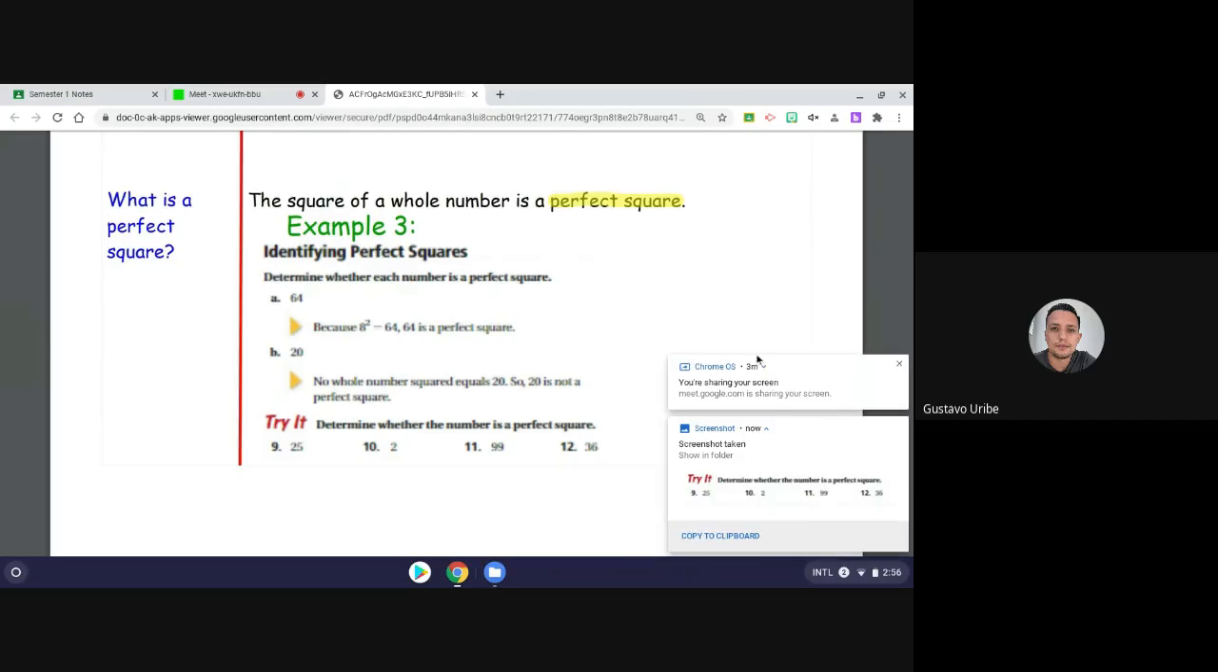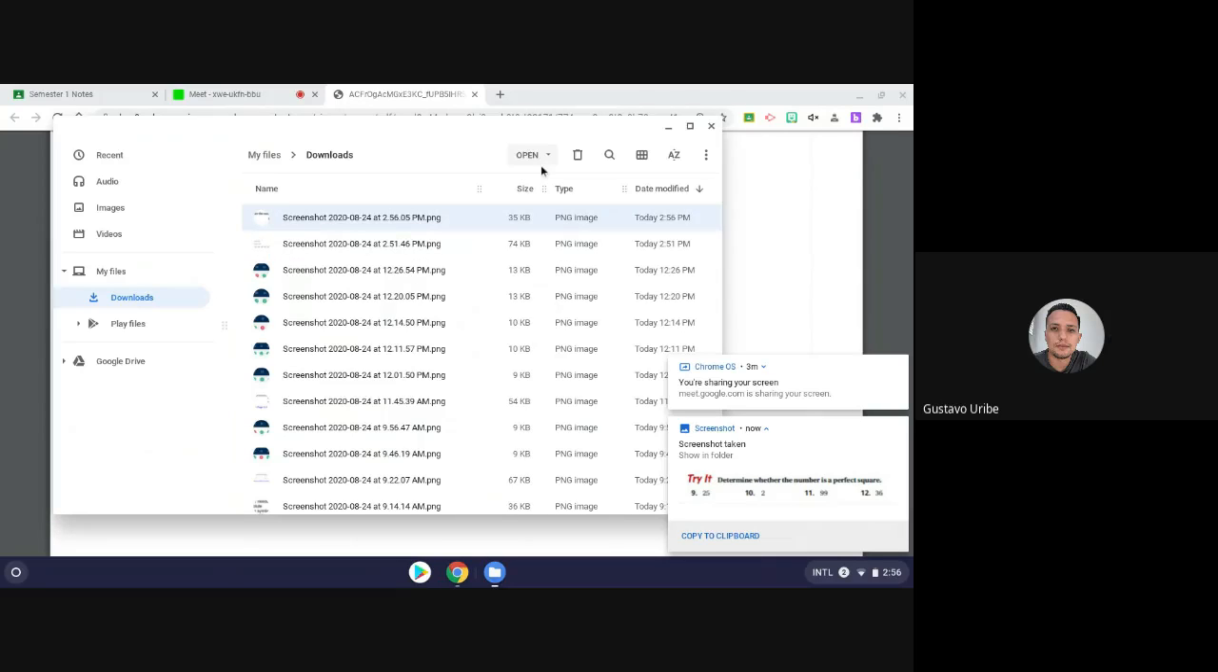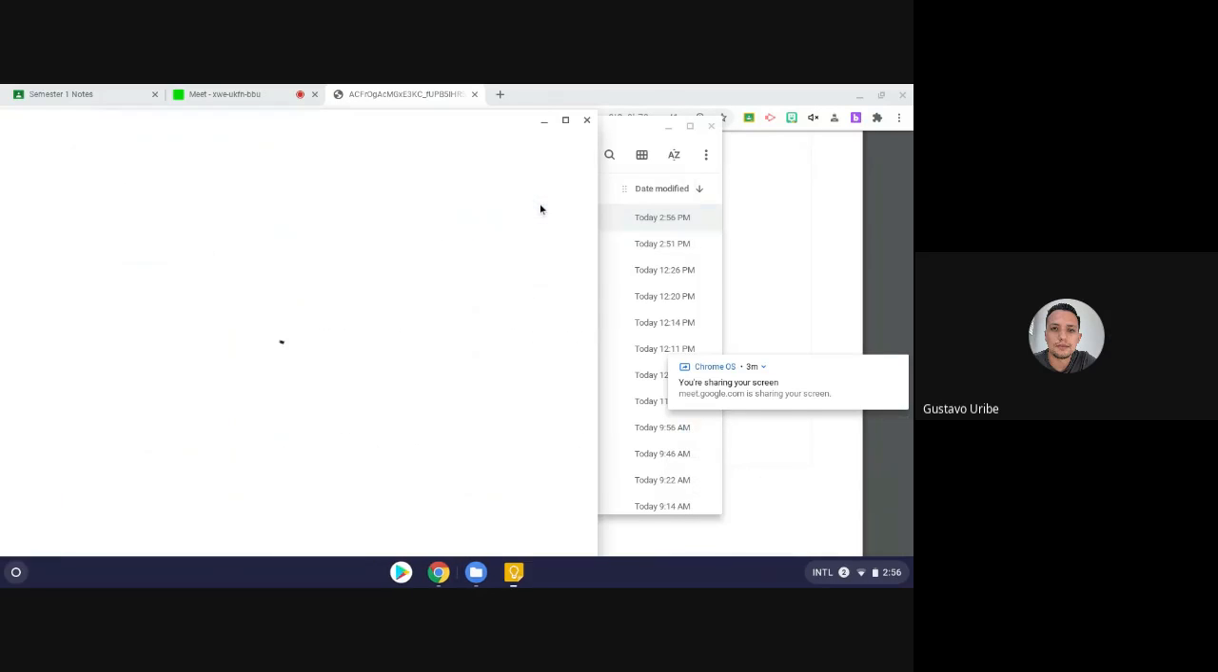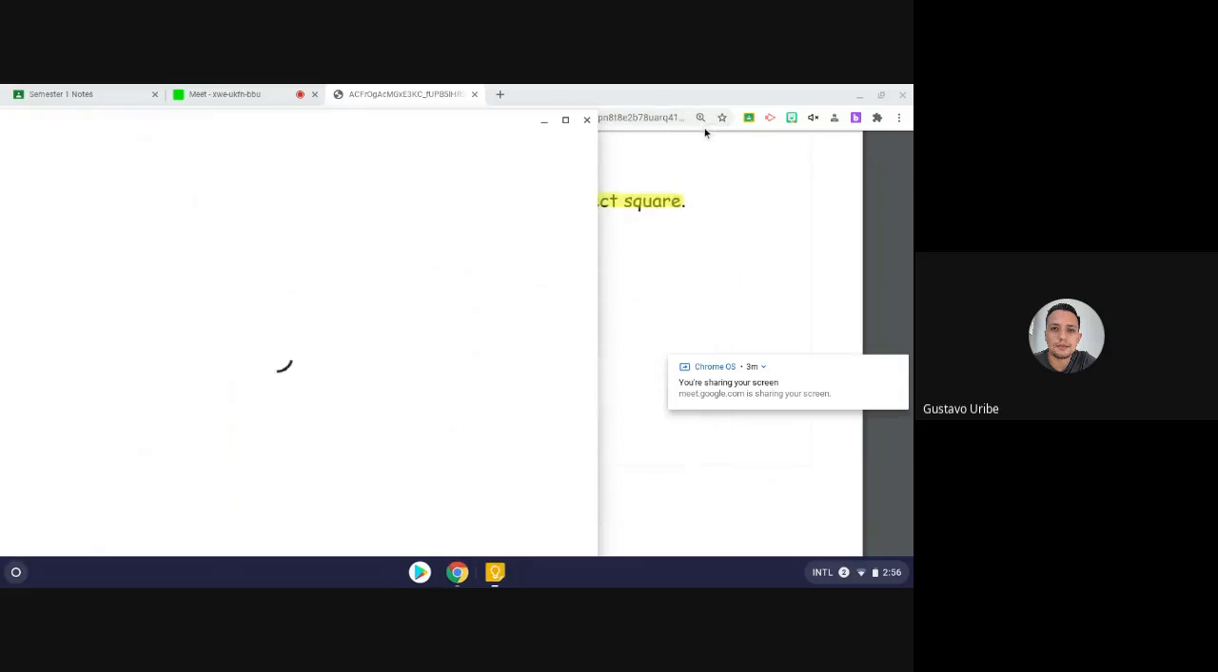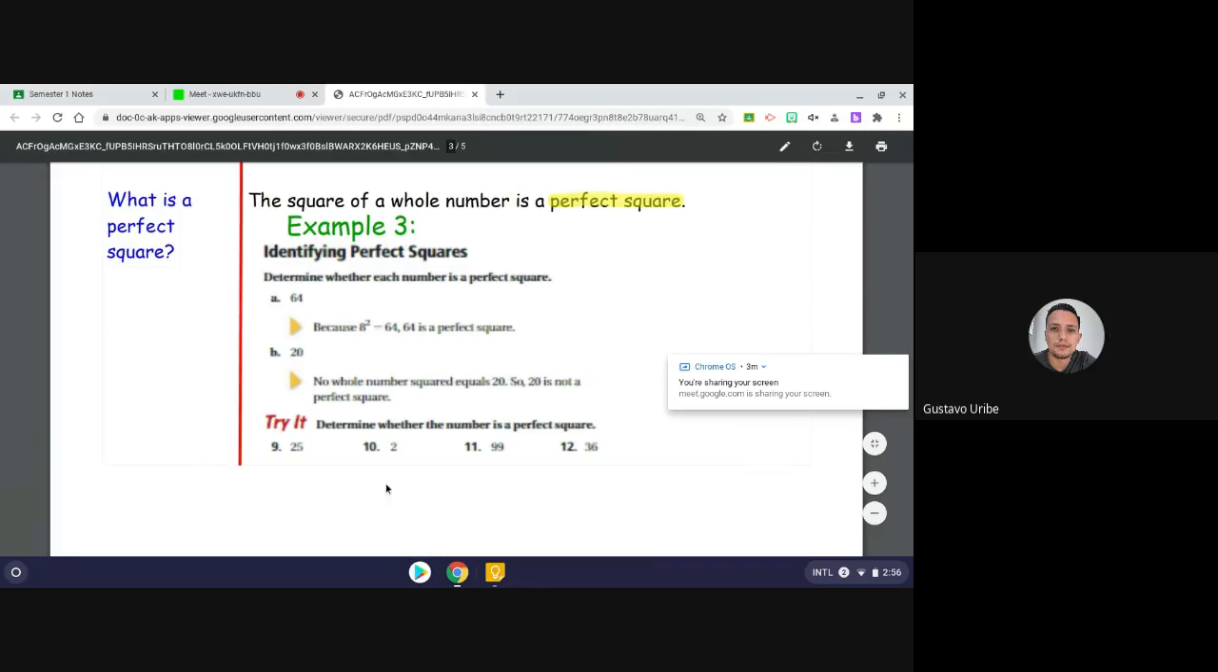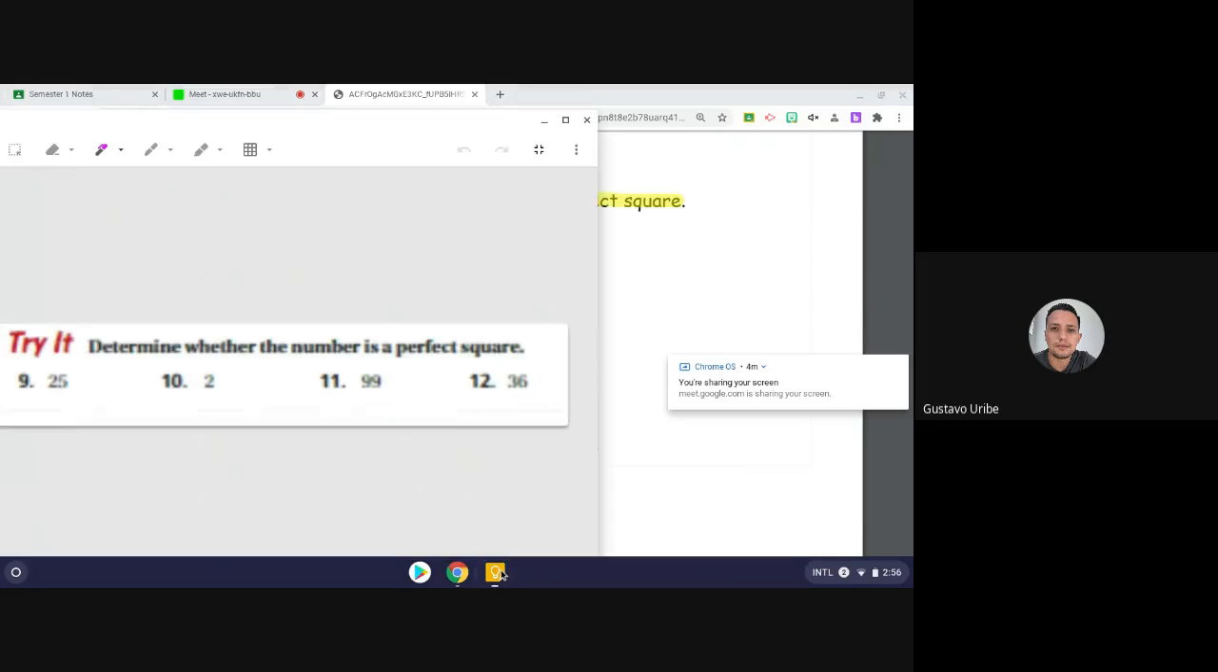Now we can go ahead and try these. Okay, so for these examples, we have 25. So I just mentioned it earlier, but we have to try to find a number that will give us 25 when it is squared. So as we know, 5 multiplied by 5 will give us 25. So this, yes, is a perfect square.